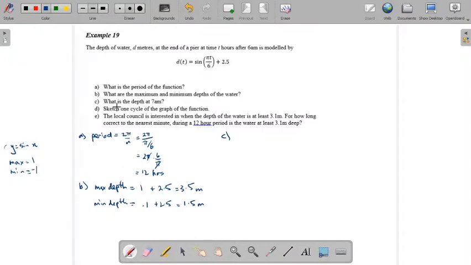Part C, what is the depth at 7 a.m.? So we're looking for a specific time now. So we need to think back through what we've got here. Our time is t hours after 6 a.m. Okay, so at 7 a.m., then that means our value for t is 1. Okay, so then our depth after 1 hour is going to be sine pi over 6 times 1 plus 2.5. And sine of pi over 6, that's in our exact values table, so that's nice and neat. Sine of pi on 6 is 1/2. So we're working in decimals, so 0.5 plus 2.5, which is going to be 3 meters.